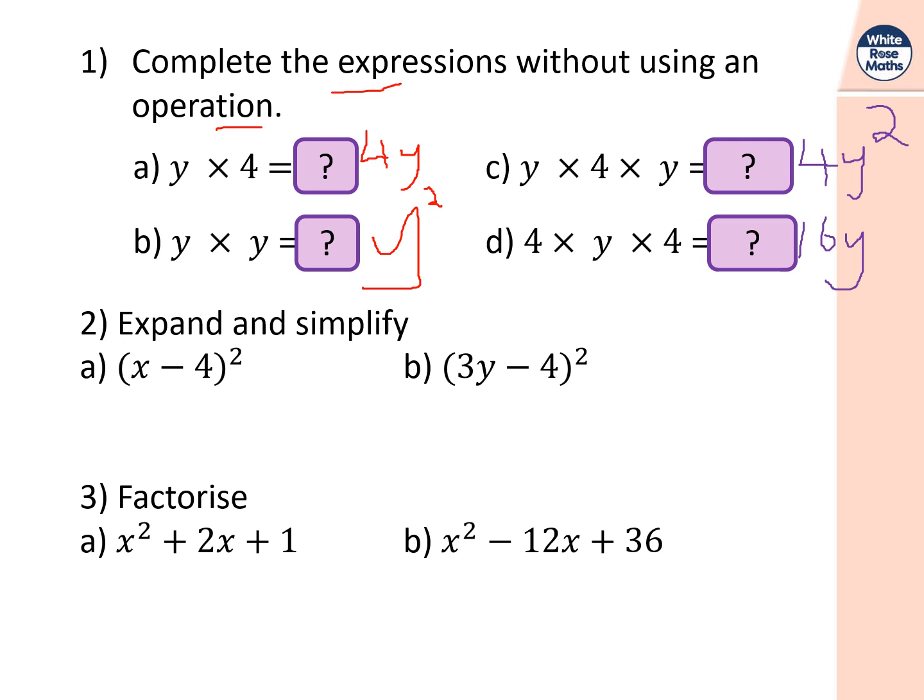Question number 2, expand and simplify part A. So x minus 4 all squared, so it's going to be a double bracket. So x minus 4 times x minus 4. Expanding it, using the method of FOIL, or any other method, I'm going to do x times x, which is x squared. Then x times negative 4, which is minus 4x. Then minus 4 times x, which is minus 4x again. And then minus 4 times minus 4, which is plus 16.